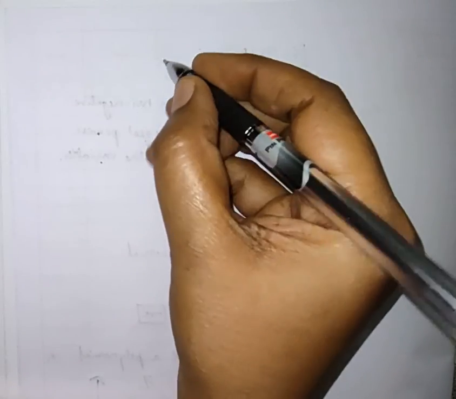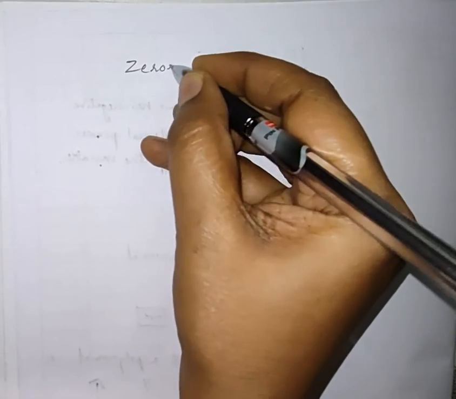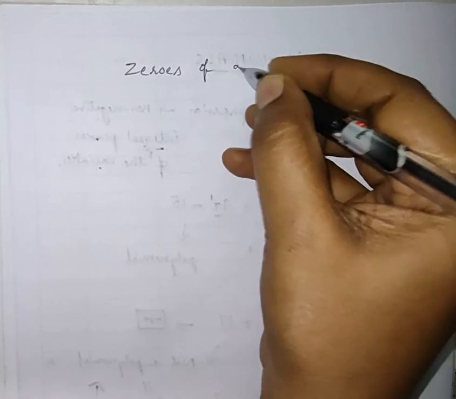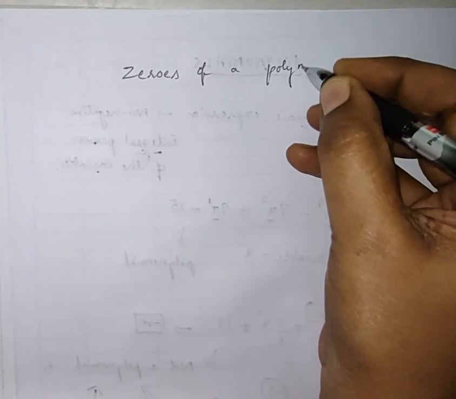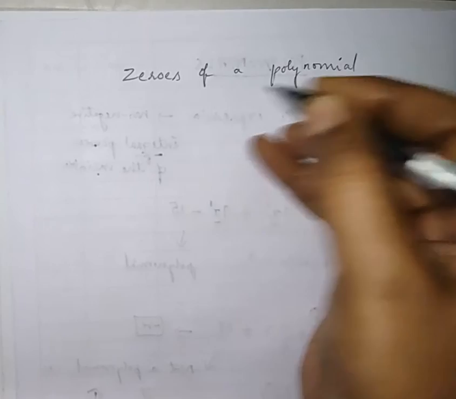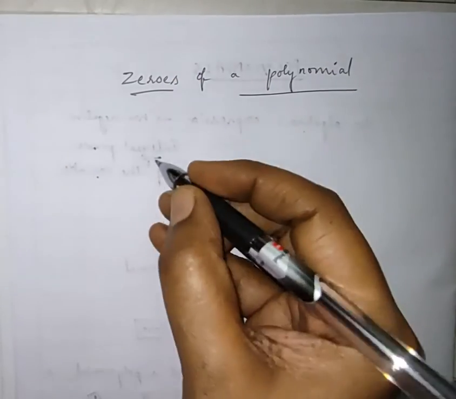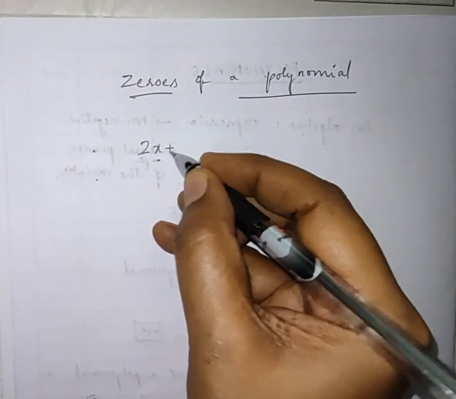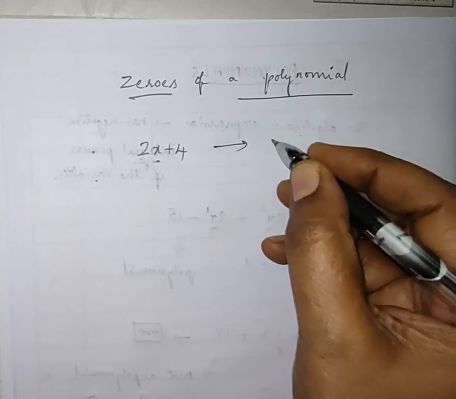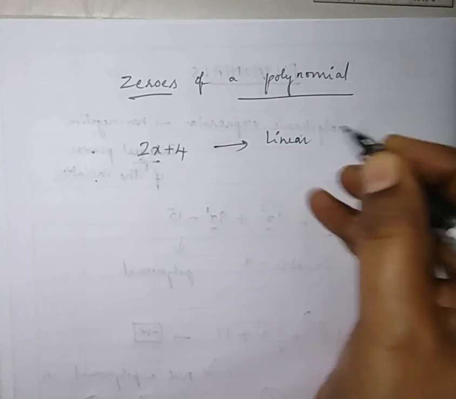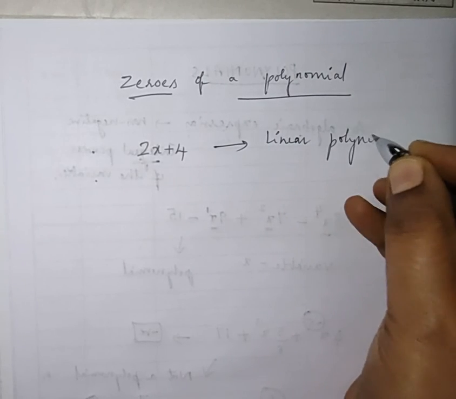Zeros of a polynomial. So in this video we are going to learn what is meant by a zero. For example, if I take the linear equation, no, not equation, linear polynomial. This will be called a linear polynomial.